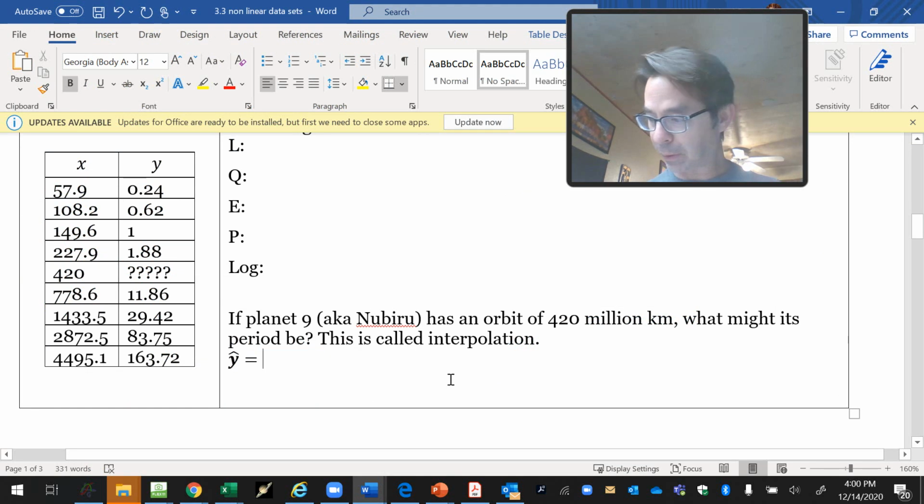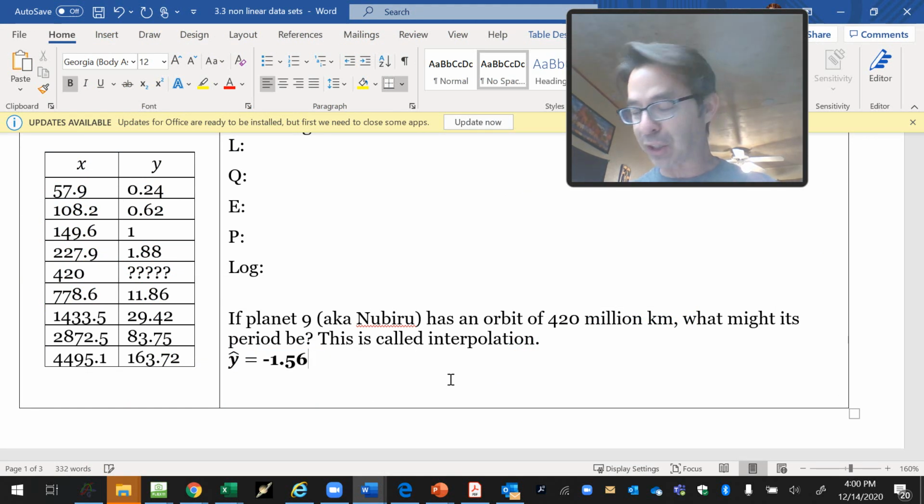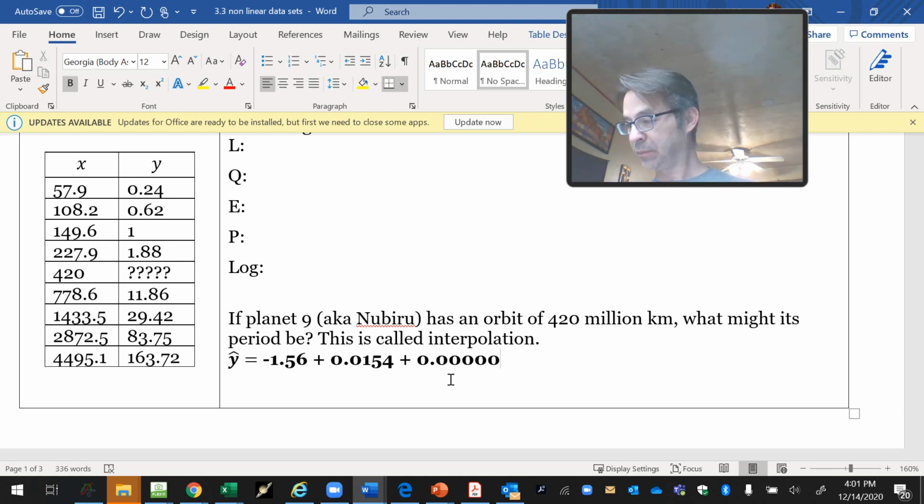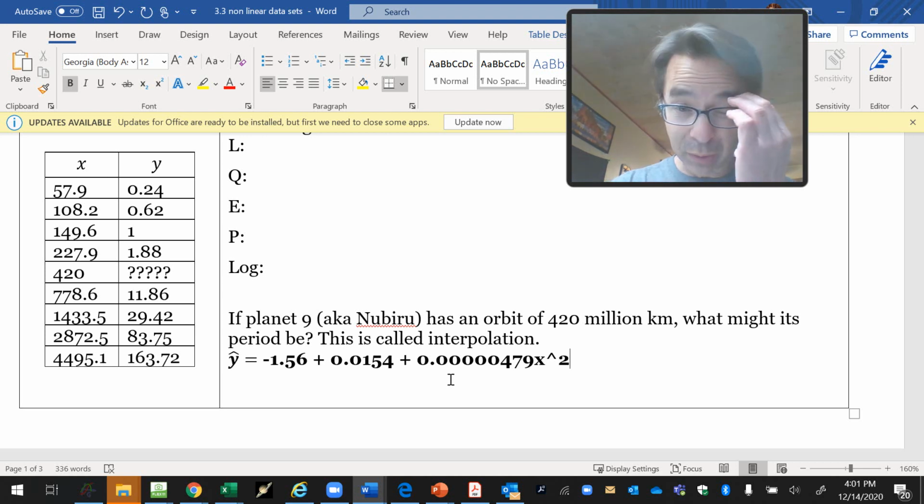I'm beat. I don't know about you guys. Negative 1.56. I'm actually going to write the equation backwards. You know why? Because I don't care. 0.0154 plus 0. I might let you in on a little scientific notation secret. The exponent was negative 6, so I needed a total of 6 zeros. There's 1, 2, 3, 4, 5, 6. X squared. There's the equation, and then we just got to replace the x's with 420.